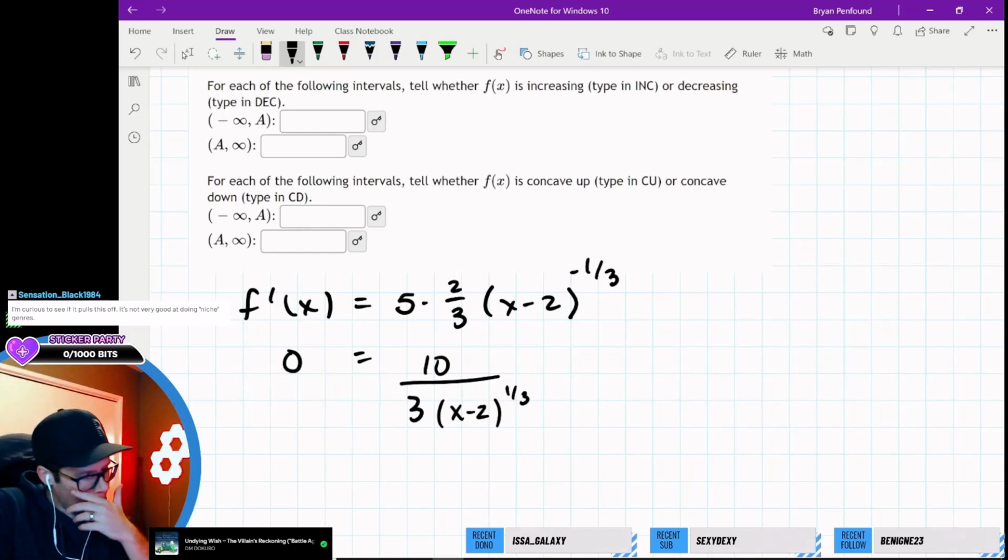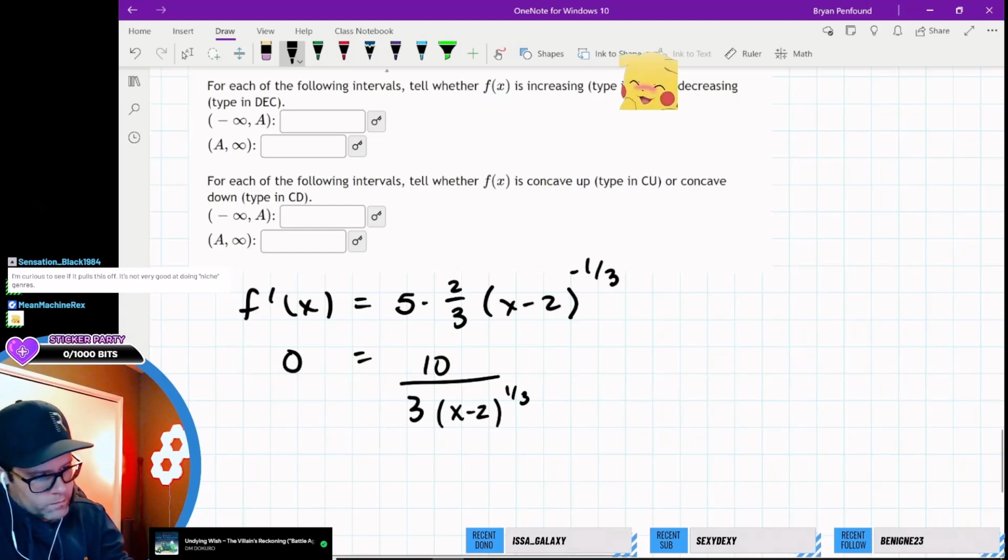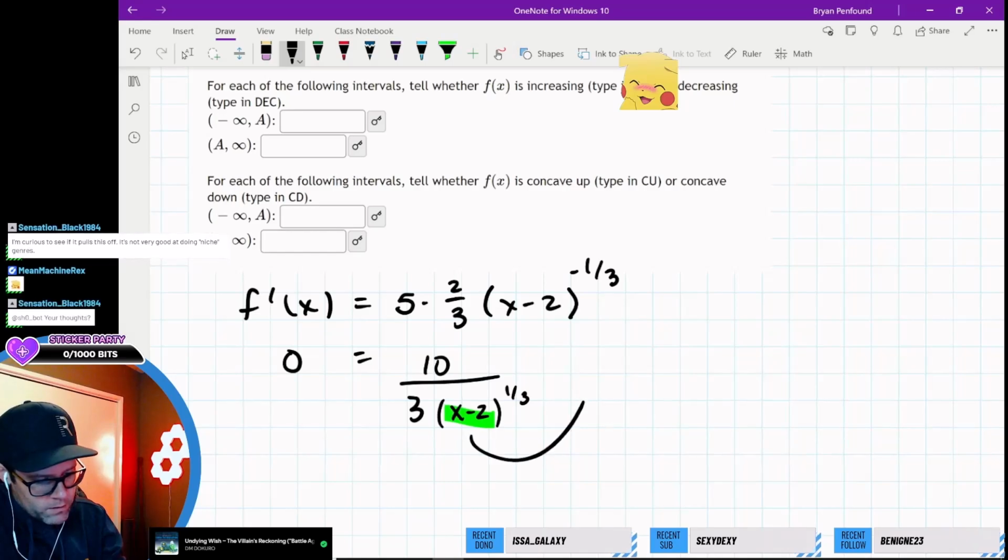So the only critical point is at 2. And it's not even a max or a min, it's something else.